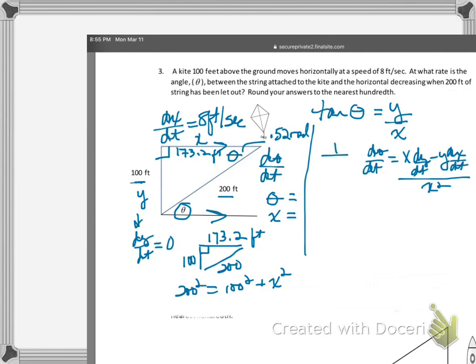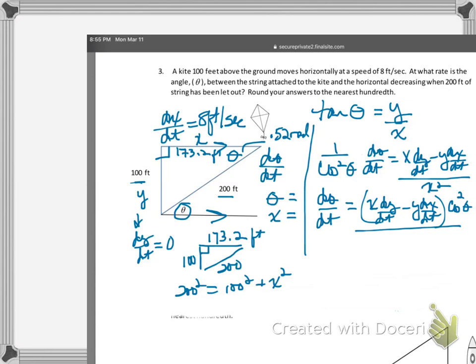The reason I'm doing that is because I can easily multiply both sides by cosine squared. When I do that, I get my d theta dt by itself, and I'm going to have x dy dt minus y dx dt. Get your parentheses, and that whole numerator is multiplied by cosine squared theta, and then the whole thing is divided by x squared. Okay, so let's see what we have. We can start plugging in our numbers.